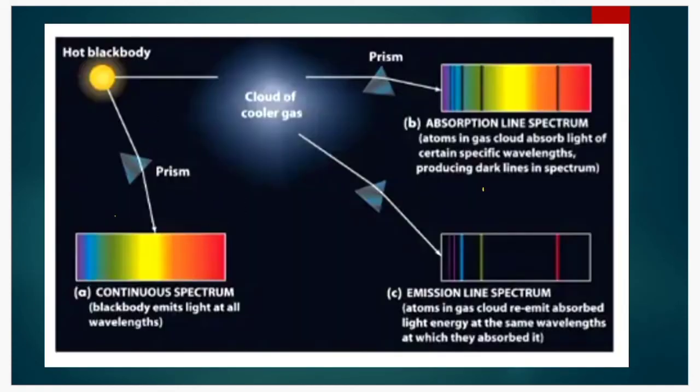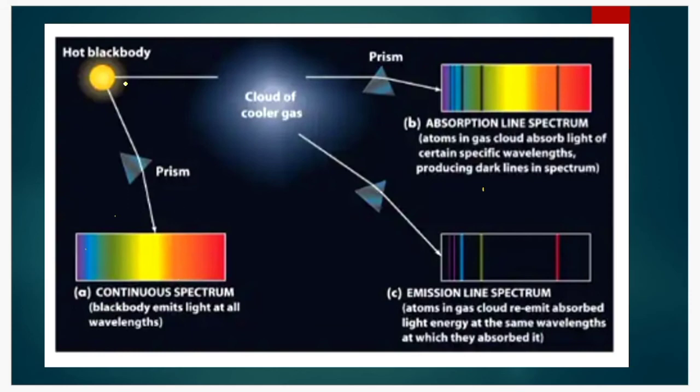Let's say a hot black body emits radiation. When passed through a prism, dispersion produces a continuous spectrum in the form of visible light. A black body emits light at all wavelengths. So this one is a continuous spectrum.